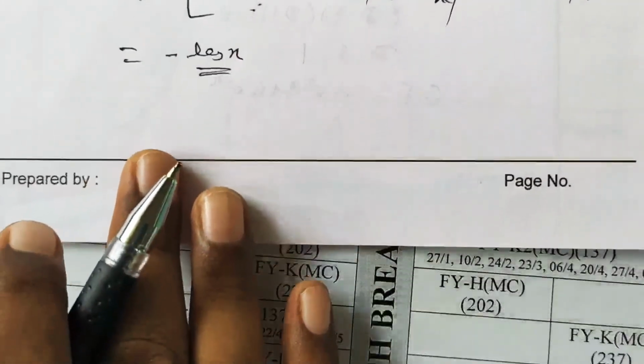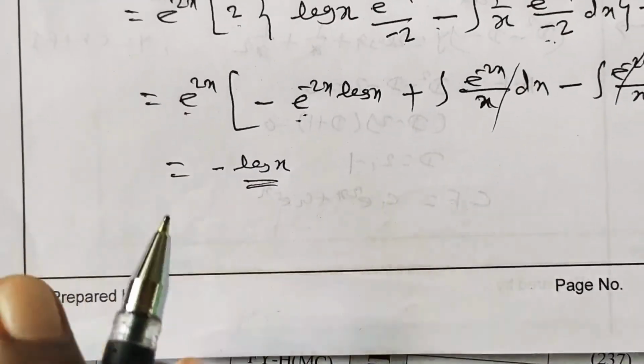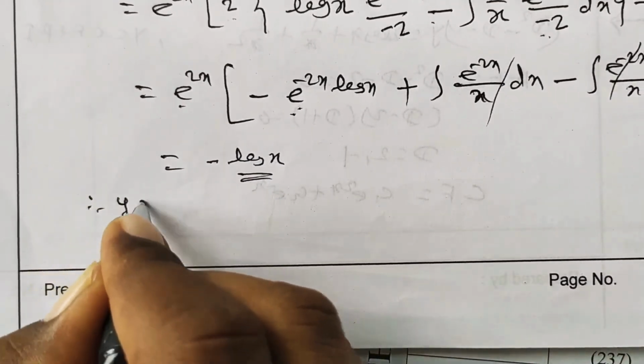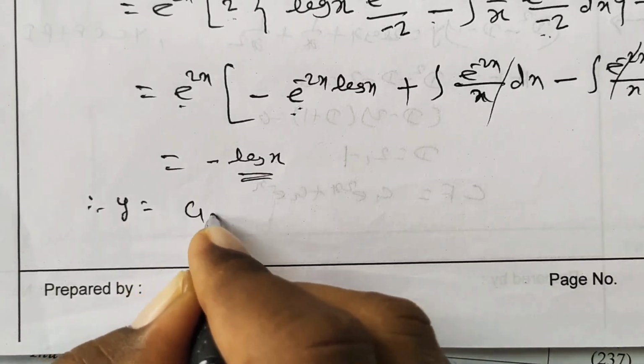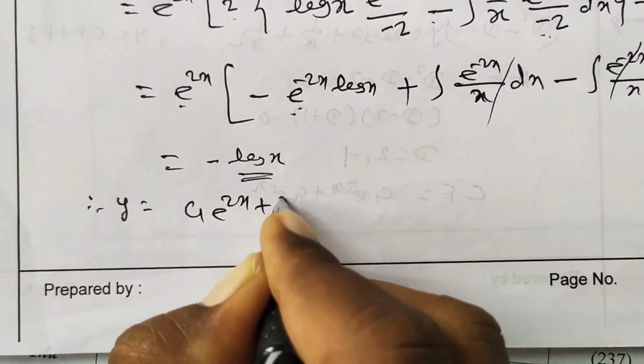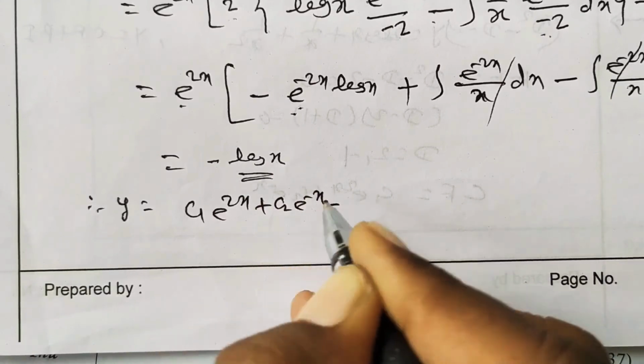So what is PI? PI is minus log x, and therefore the complete solution of the given differential equation is y equal to CF plus PI. So what is CF? CF is c1 e raised to 2x plus c2 e raised to minus x, and PI is minus log x.